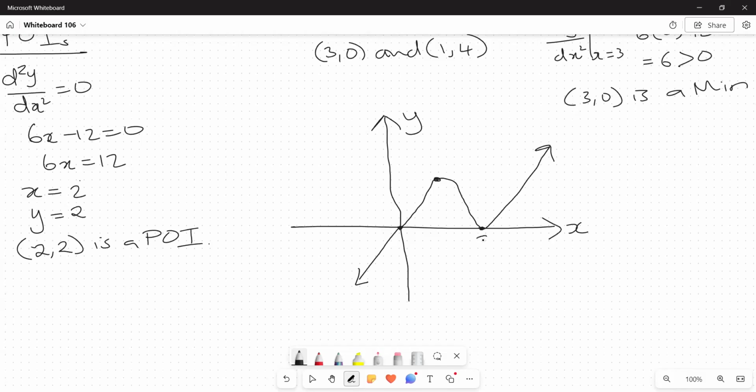Okay, so this point here is 3. Just correct that a little bit. This point here is 1,4, and this is the graph of y is equal to x cubed minus 6x squared plus 9x. Okay, so that is our graph.